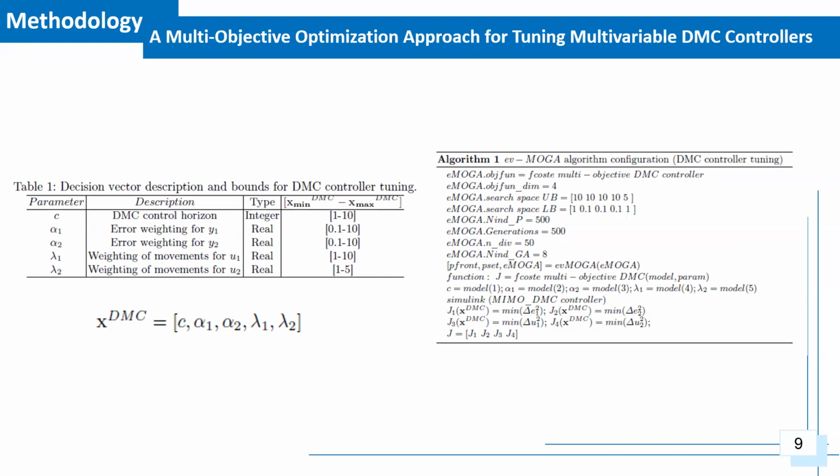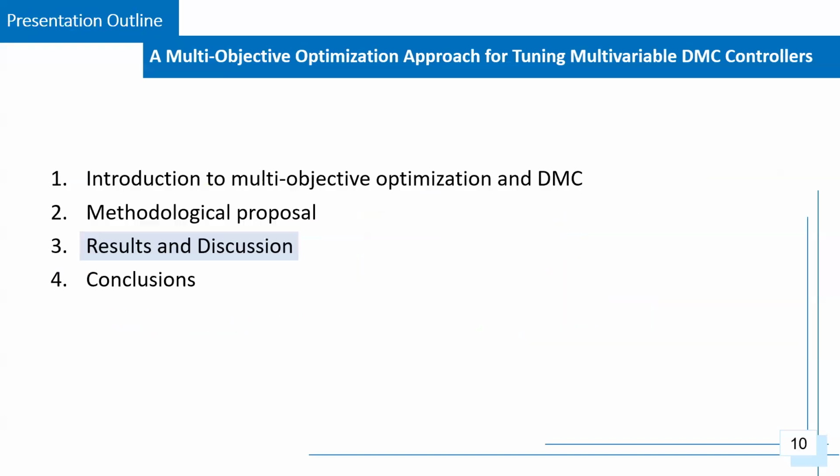In this work, an unconstrained multivariable DMC controller was tuned, since the constraints are defined directly in the multi-objective problem. Table 1 shows the resulting bounds of the decision vector. This slide also presents the configuration of the multi-objective algorithm used to generate the Pareto fronts for tuning the multivariable DMC controllers. Now, I will move on to the results and discussions.